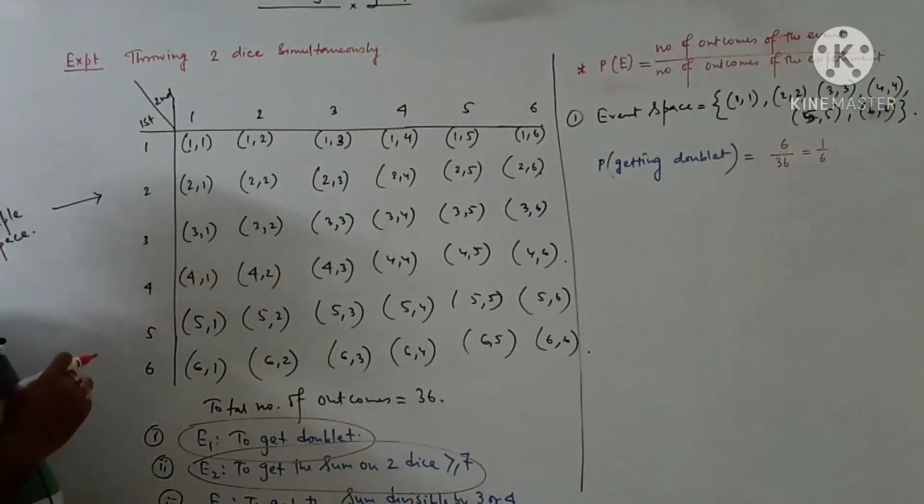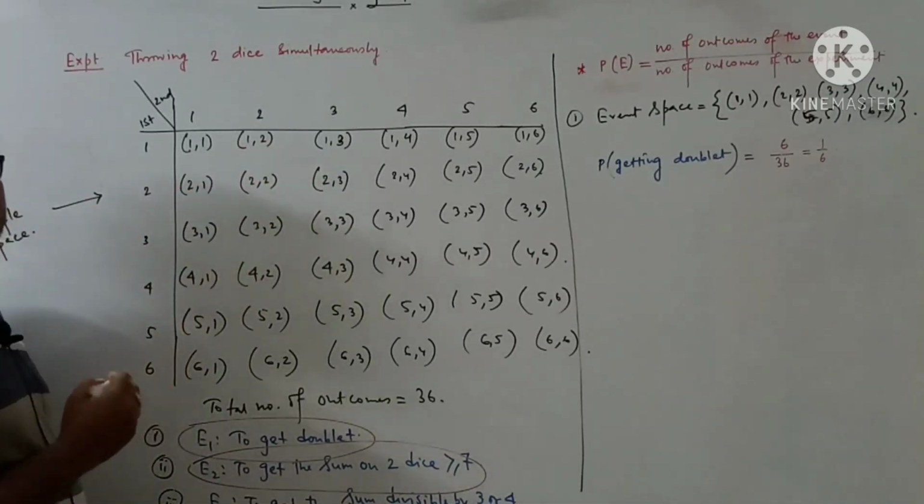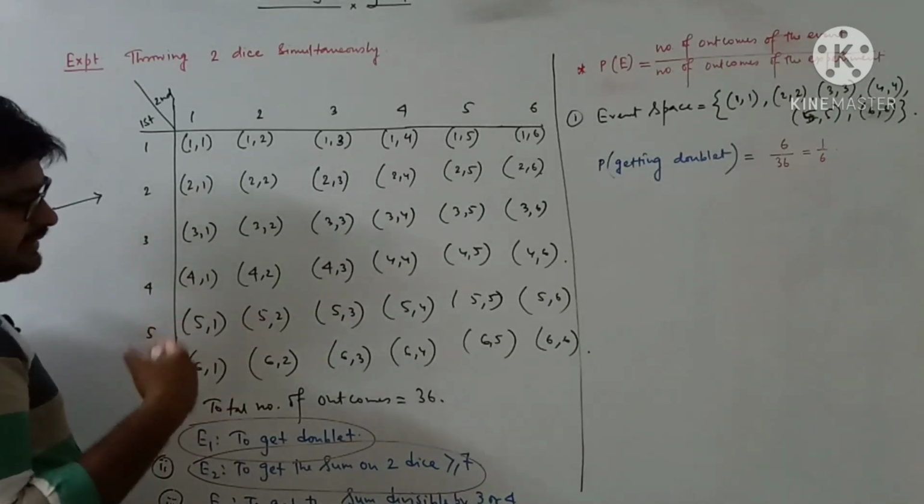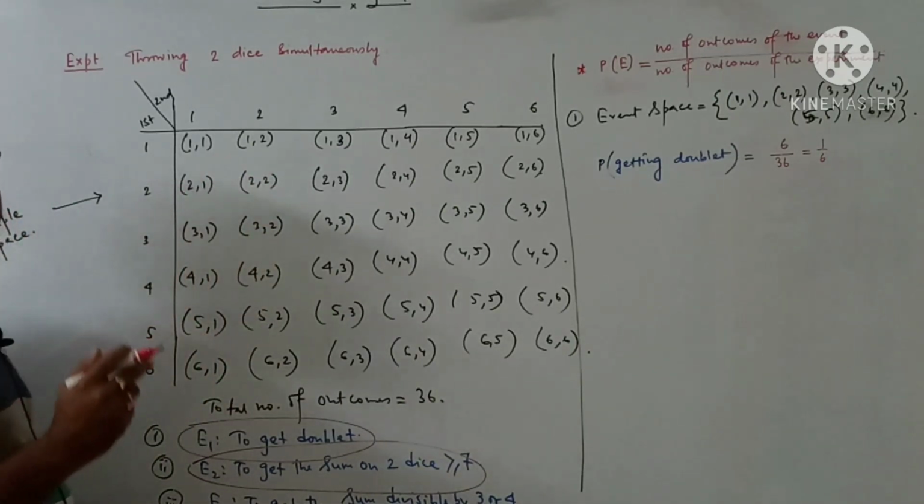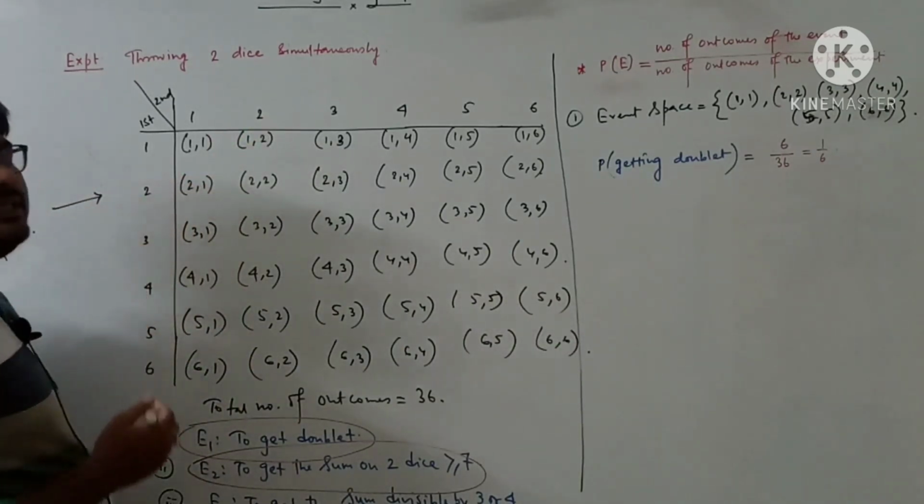1 plus 1 is 2, which is not 7. 2 plus 1 is 3, which is also not 7. To remember this sample space, it has a good character. What is the character? The right diagonal elements' addition is always 7.